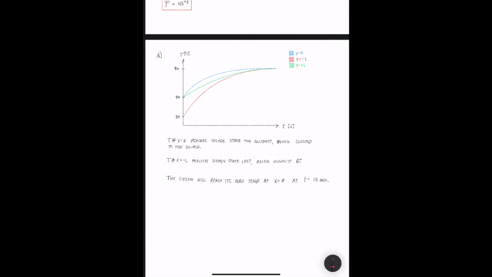The maximum temperature is going to be reached at x equals 0, and it's going to be reached at x equals 0 the earliest, since that's where the heat is being put into the system.